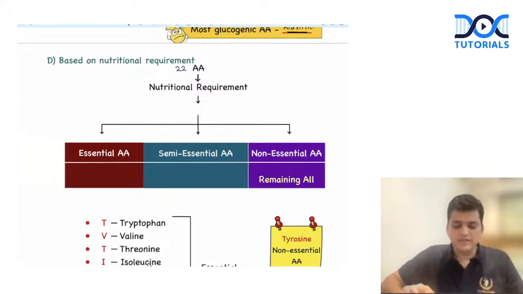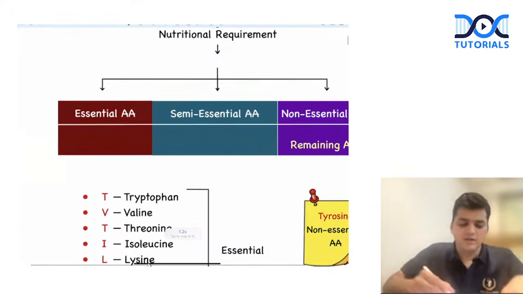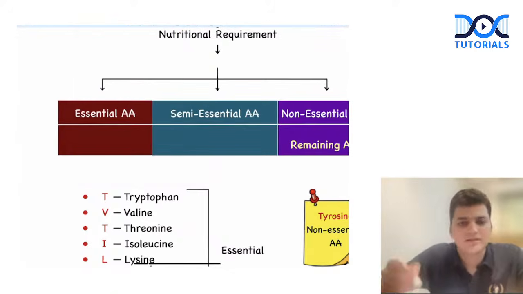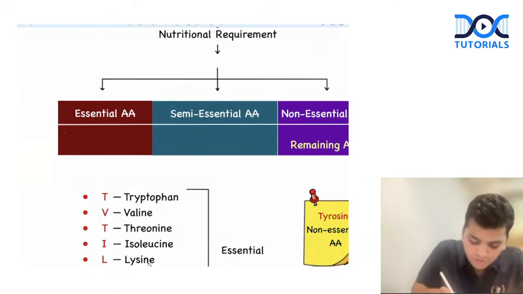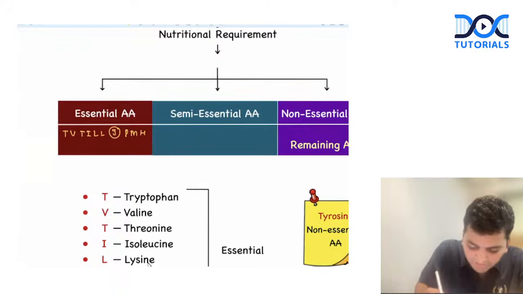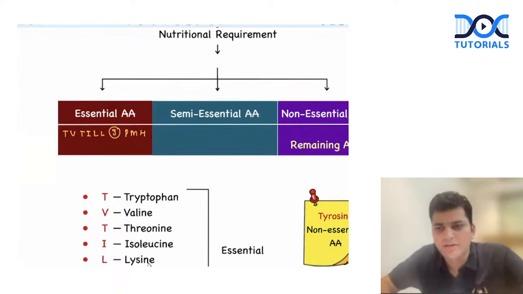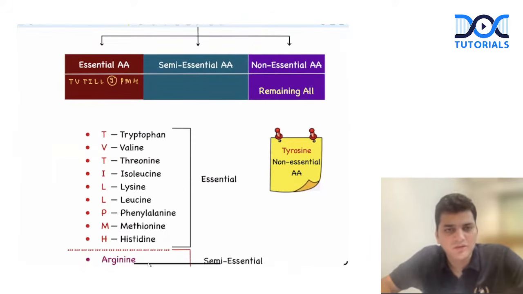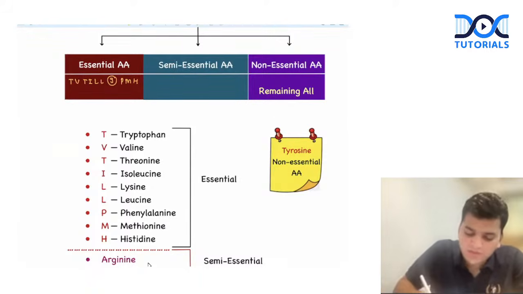Now, when it comes to the essential amino acids, out of 22, we need to remember that a total of 9 amino acids are essential. How to remember that? We are going to use a mnemonic: TV till 9 p.m. H. These are the essential amino acids. The full form is written here. There are a total of 9 essential amino acids. When it comes to semi-essential, there is one, that is arginine.